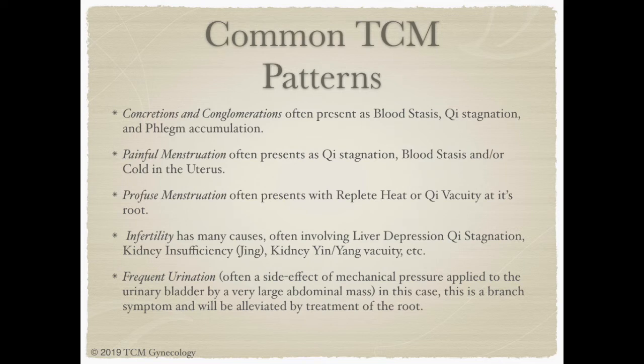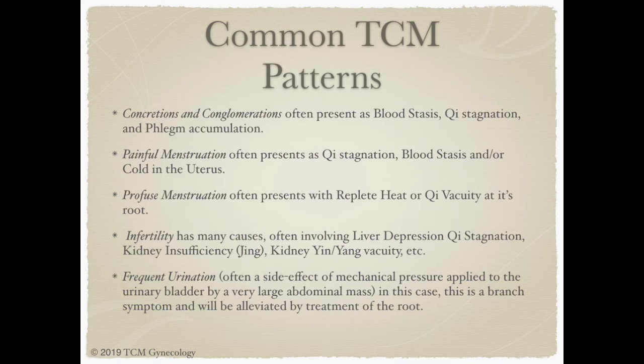So I'm going to briefly go over some common patterns that are associated with these common disease categories in Chinese medicine. Let's take a look. So if you do palpate a mass from the outside of the abdomen and you diagnose concretions and conglomerations, these often present with blood stasis, qi stagnation, and or phlegm accumulation as their pattern diagnosis. Painful menstruation is usually from qi stagnation, blood stasis, or cold in the uterus. This is a very common one.